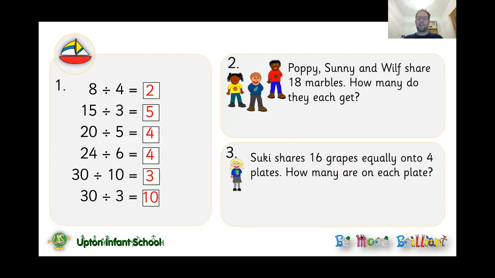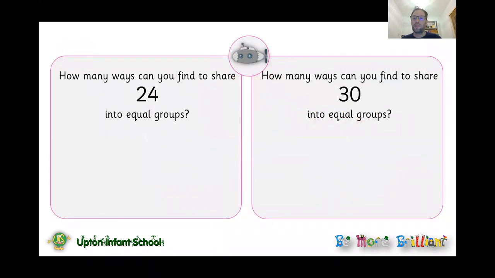So Poppy and Sunny and Wilfred share their 18 marbles. How many do they each get? So 18 divided by 3 is 6. Well done if you got that one right. And then Suki with her grapes, 60 divided by 4 equals 4. Well done if you got that question correct. And on to our final challenge. Let's have a little look.